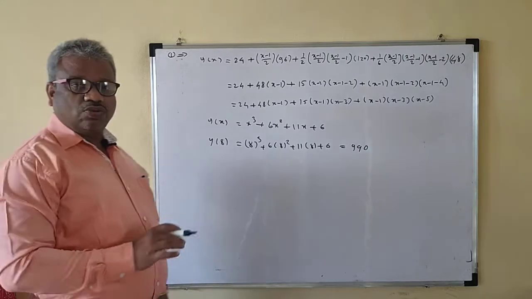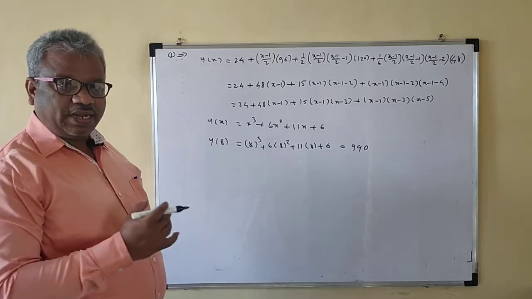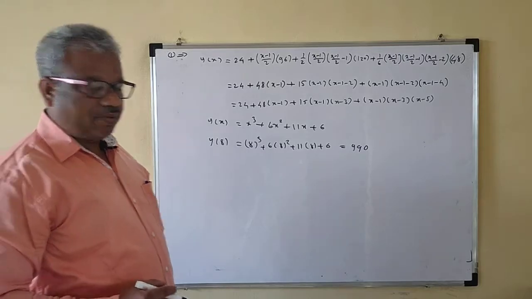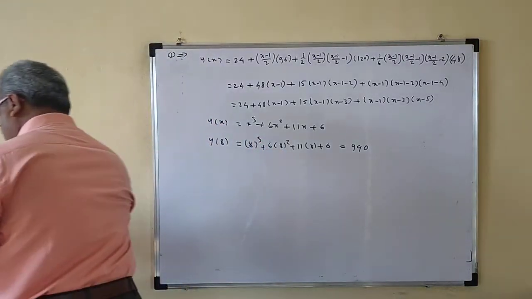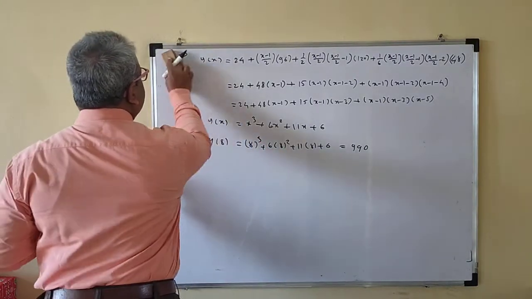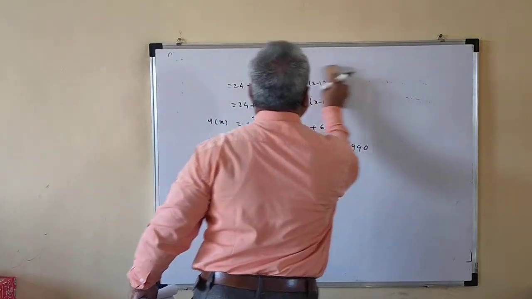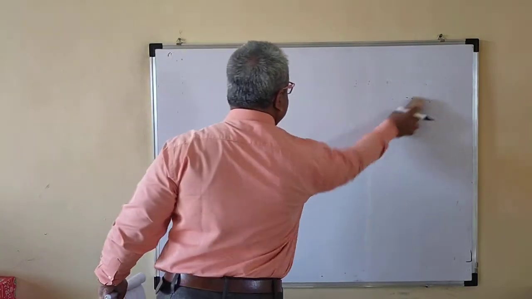By using Newton's forward difference formula, suitably, you can find that function with the help of the given data. Now here, the next problem is, you have to find a missing term.